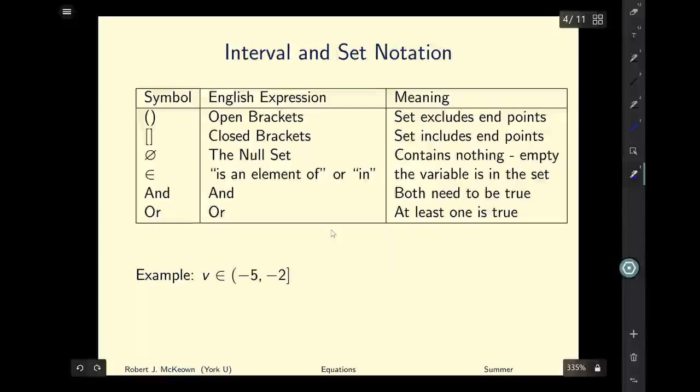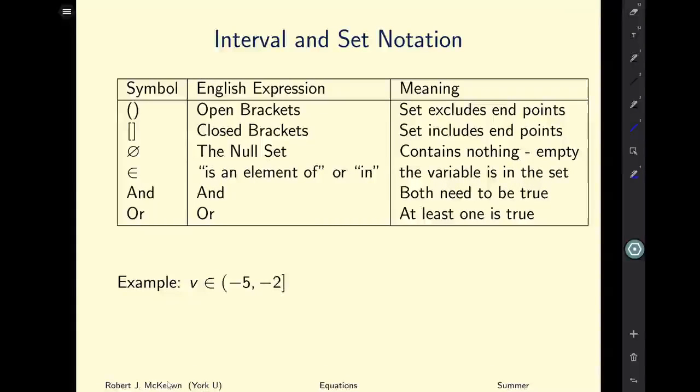Now let's go to the next slide, and let's take a look at the next example. So the table is the same, but the example down here is a little bit different. So let's go through this example. Now, the variable v is in the interval from -5 to -2. Now, I said that, but what about the round brackets and the square brackets? So now, what values can v take on?